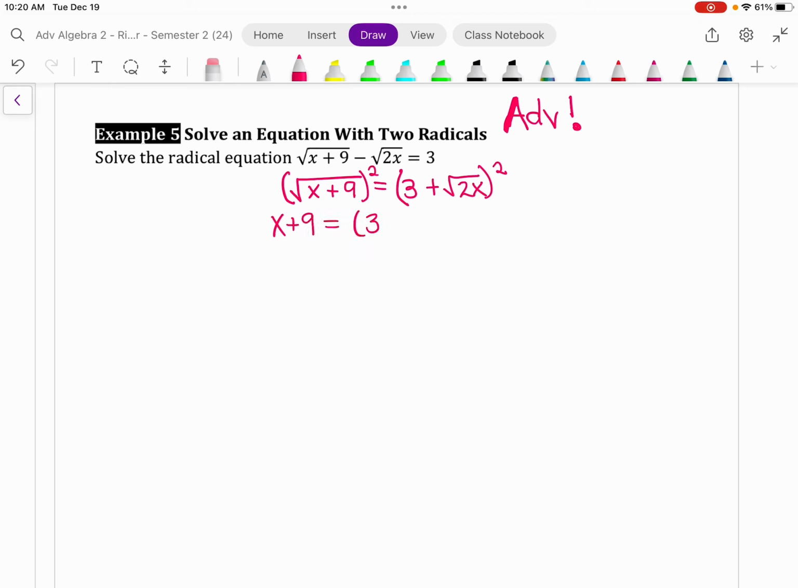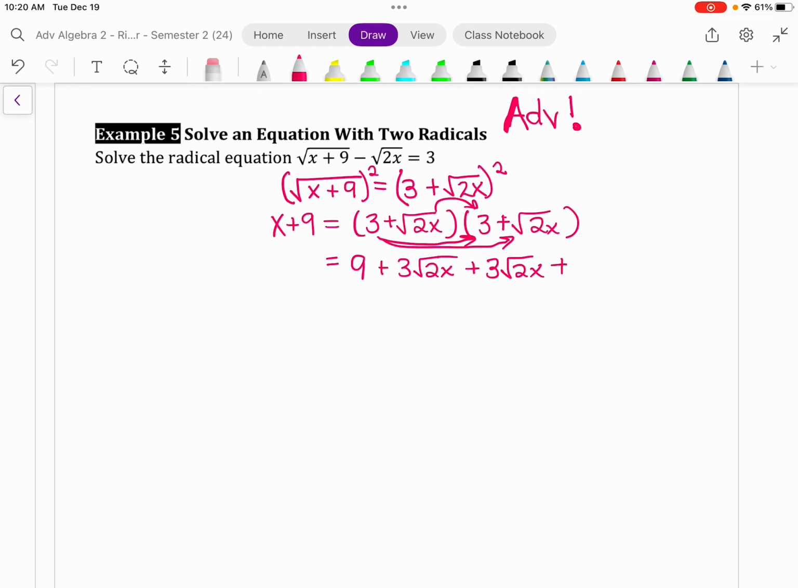This side, very careful, becomes this, where I have to either do box method or distribute. So 3 times 3 is 9. 3 times square root of 2x is 3 square root of 2x. Sorry, I forgot the x there. Square root of 2x times 3 is another 3 square root of 2x. And then square root of 2x times square root of 2x is the square root of 4x squared, which is just 2x.